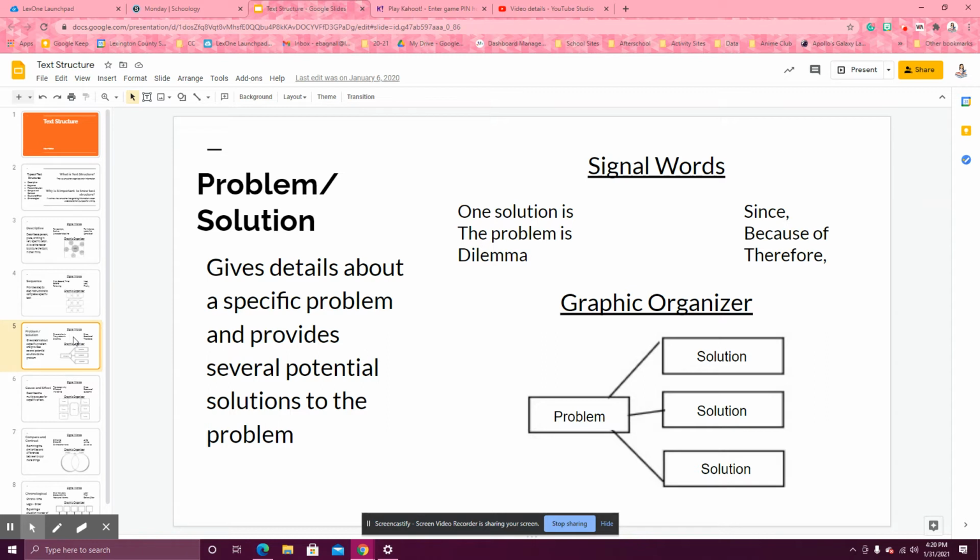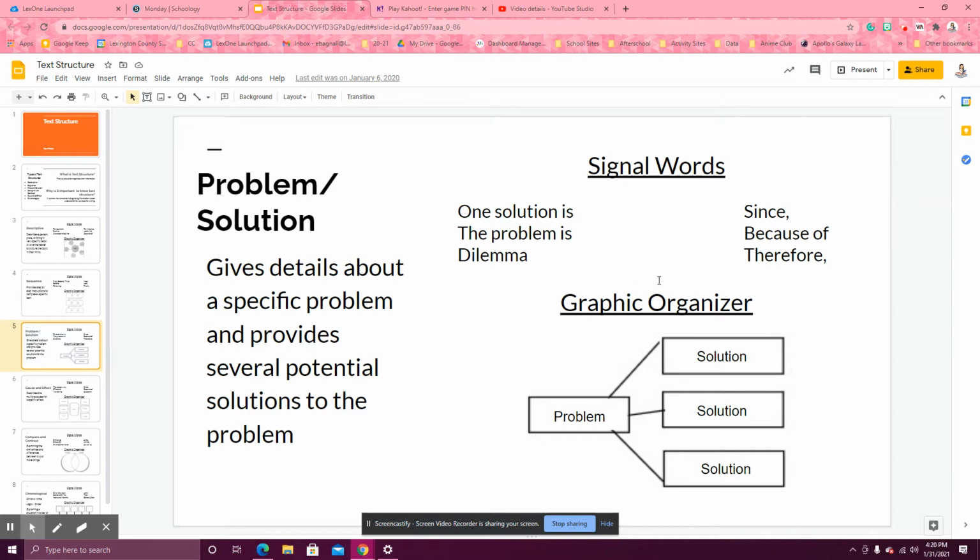talks about problem solution. So if you are reading a text about problem solution and you're putting it into a graphic organizer, you're going to highlight what the problem is and then provide the solutions that has been provided in the text.